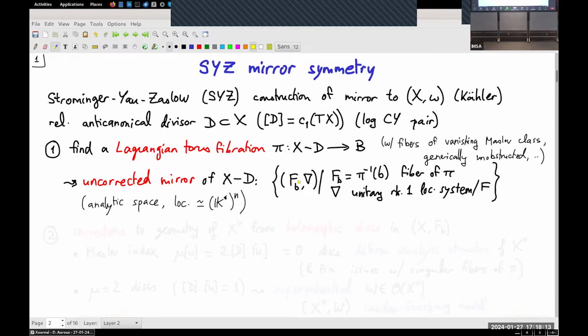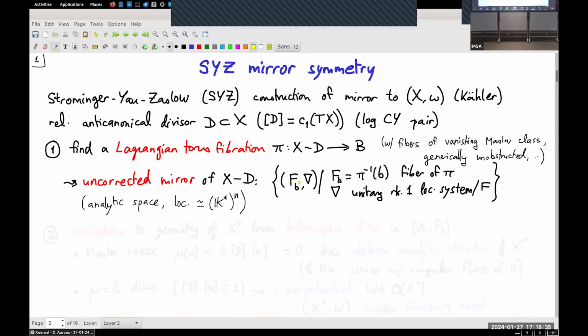I'm not going to tell you about what to do with singular fibers today because it's kind of orthogonal to my main point. If I say this, of course, there's a problem with singular fibers in this uncorrected mirror. This problem fixes itself at the next stage when accounting for wall crossing transformations.